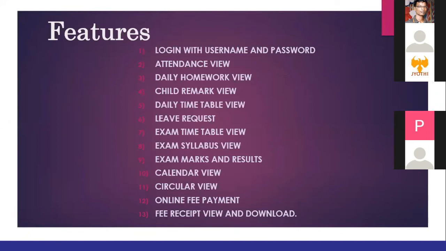Parent mobile app. See, in the parent mobile app, they can view only. They can't add any record. After login, they can view the attendance, daily homework, child remark, daily timetable. They can view leave request, exam timetable, exam syllabus, exam marks, result, calendar, circular, and online fee payment. So these are the features they have in the parent app.